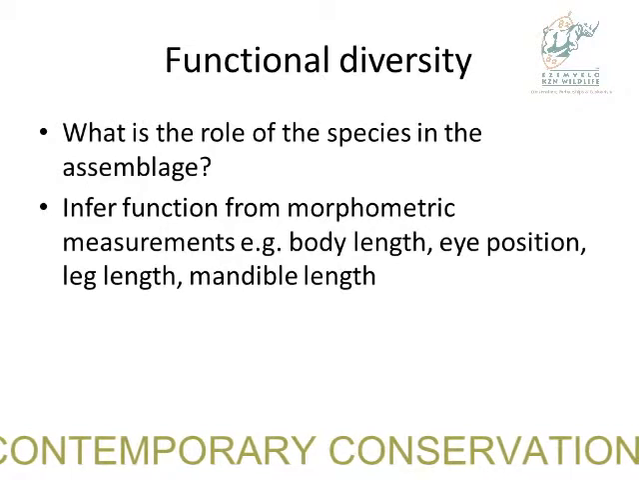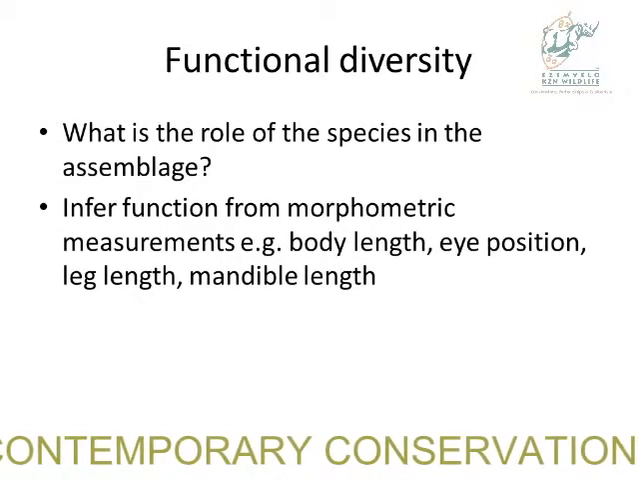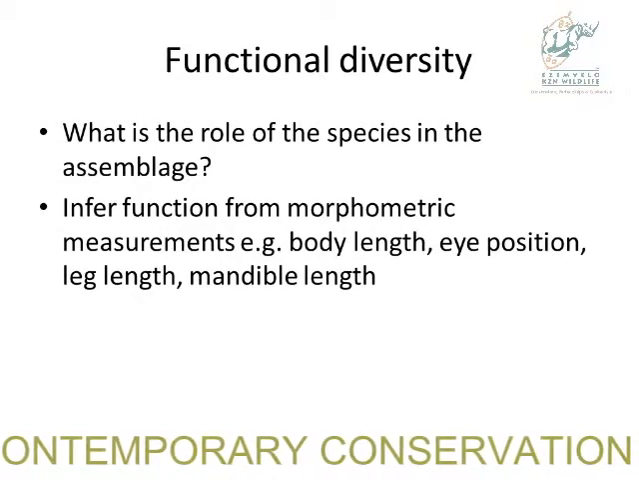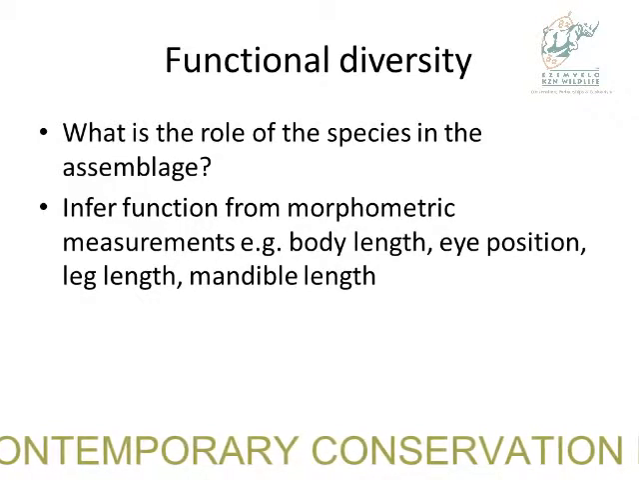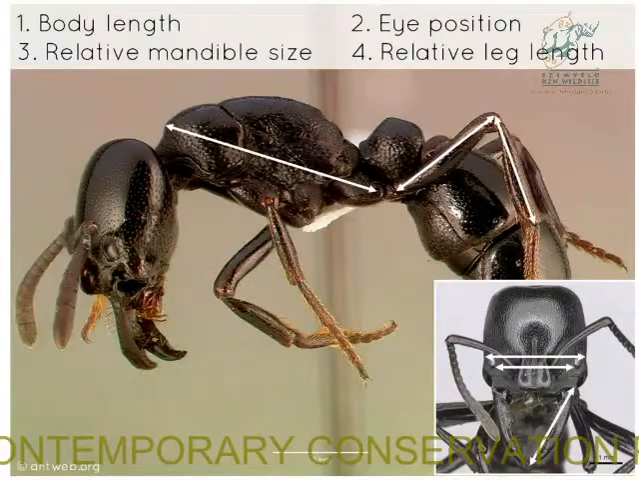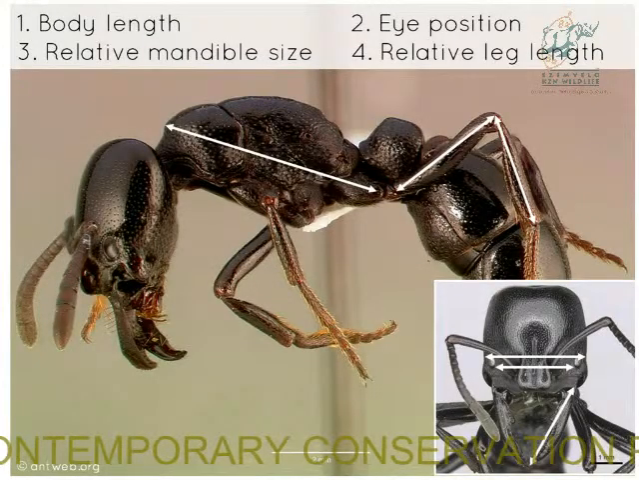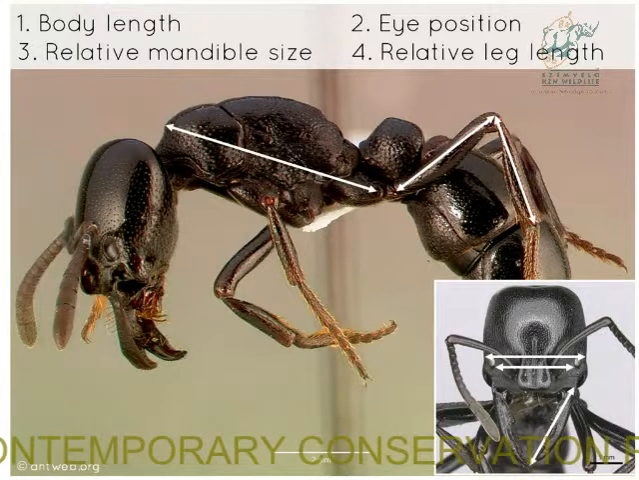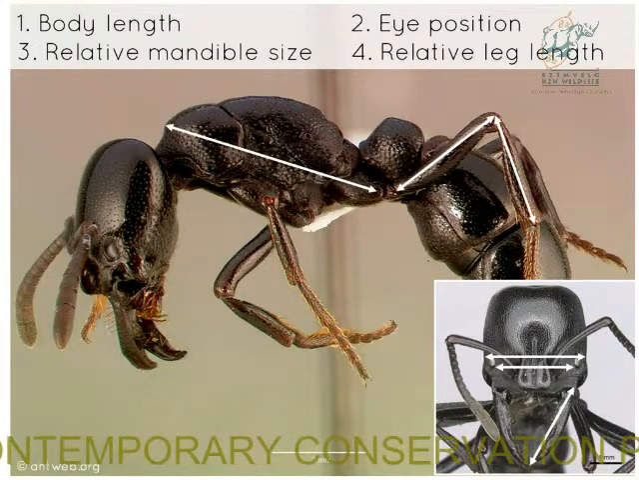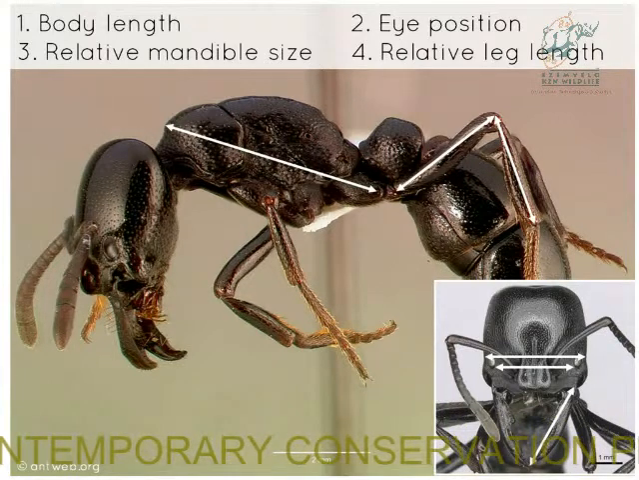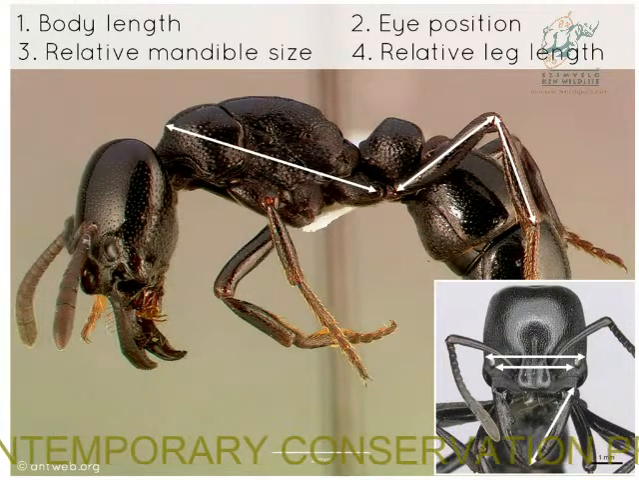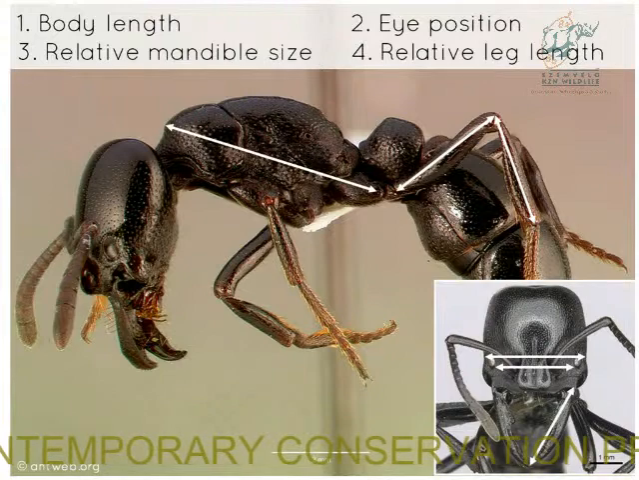So you can infer function from morphometric measurements of ants. You can look at body length, you can look at eye position, leg length, mandible length. These things can tell you a bit about what the species do. And so if we look at some of the measurements that can be taken, things like body length, you can look at relative leg length. So if you take those two measurements, you add them together. You can also look at relative mandible size and also eye position.